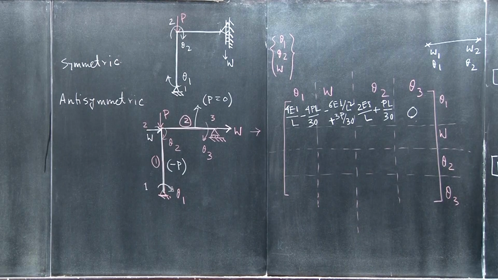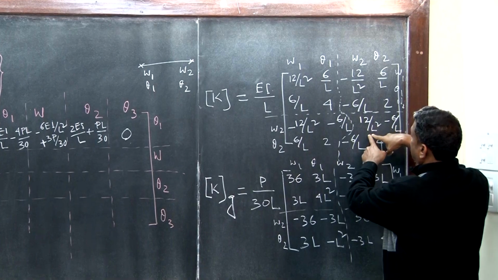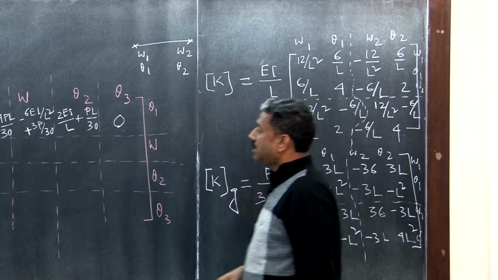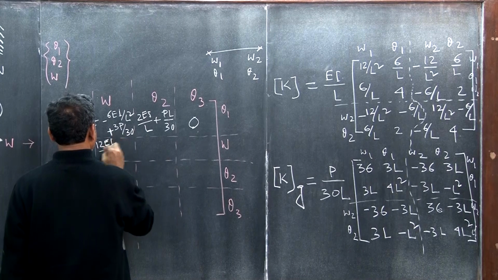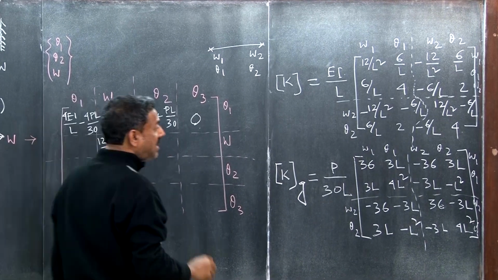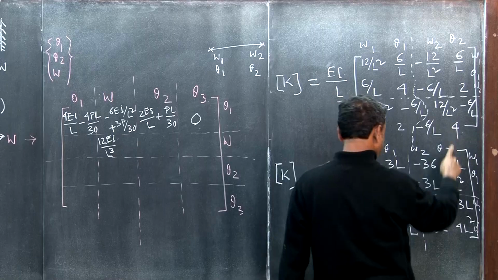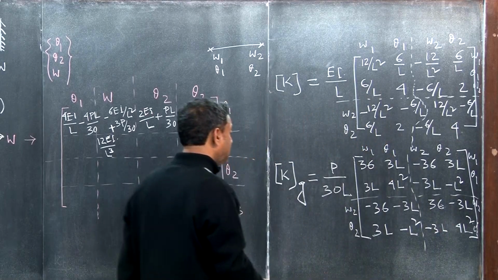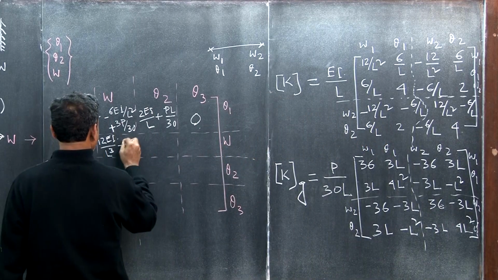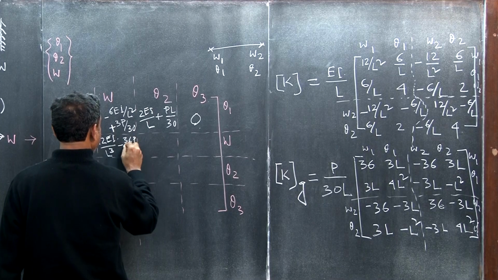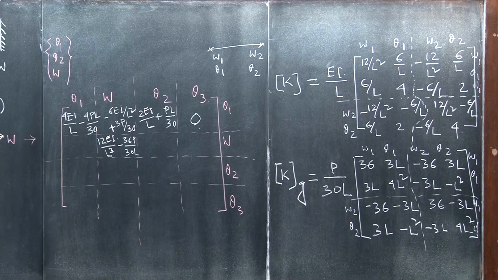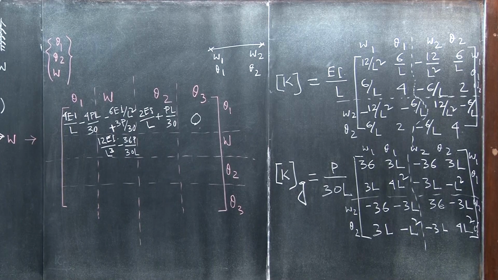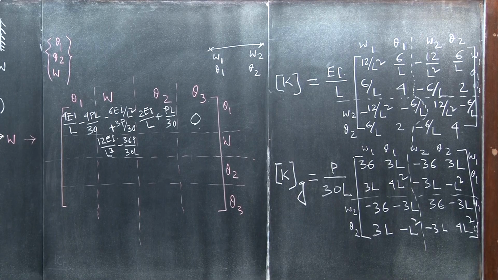Of course, for member 1, second node, W2 W2 is this one, 12EI by L cube, right? 12EI by L cube, and for the respective member here it is nothing but minus 36P by 30L, right? Okay. So the others also you can find out. I am writing down the final things.